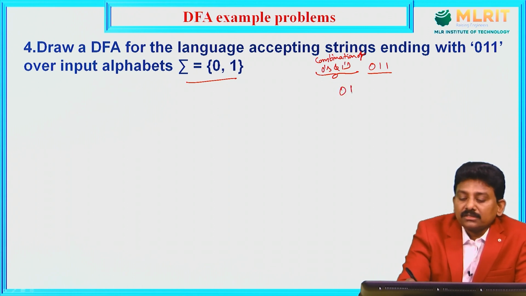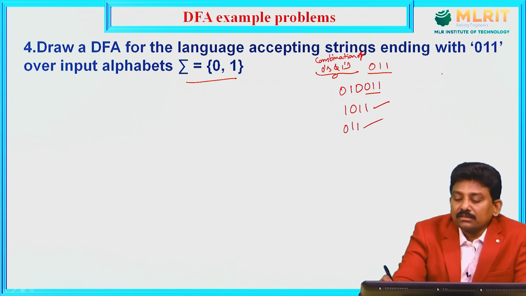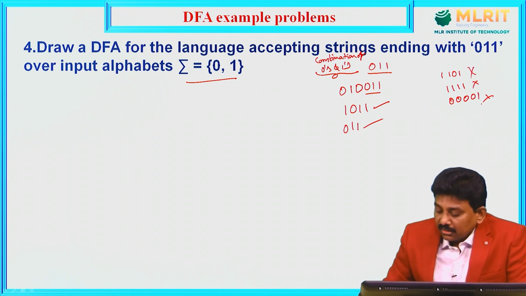So, valid strings are those whose last three symbols are 0, 1, 1. Otherwise they are invalid, like that. These are the invalid strings. For that, we need to draw the transition diagram.